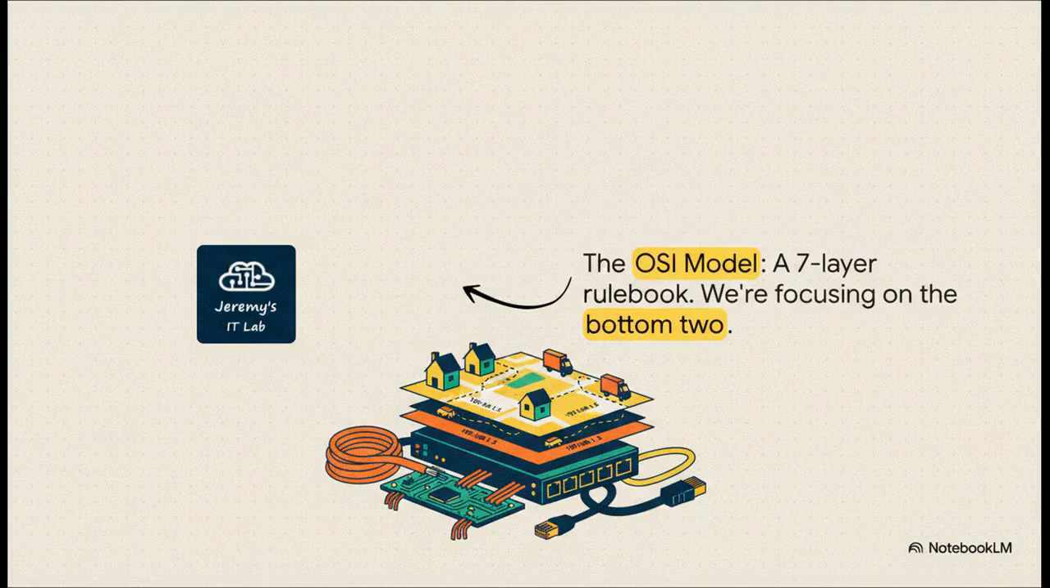And here it is, the famous 7-layer OSI model. I know, the first time you see this, you think, whoa, that looks complicated. But don't worry, don't freak out. For our local mail delivery, we only have to care about the 2 layers at the very bottom. Think of it as the physical roads and the local mail sorting office.